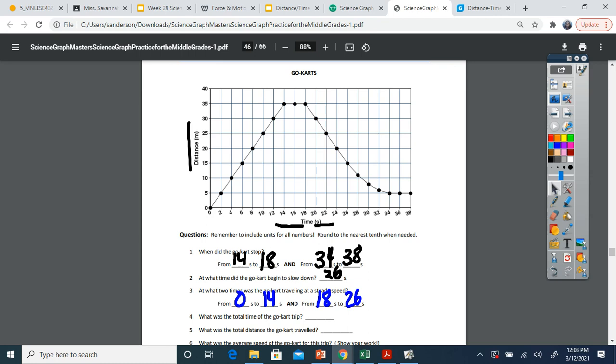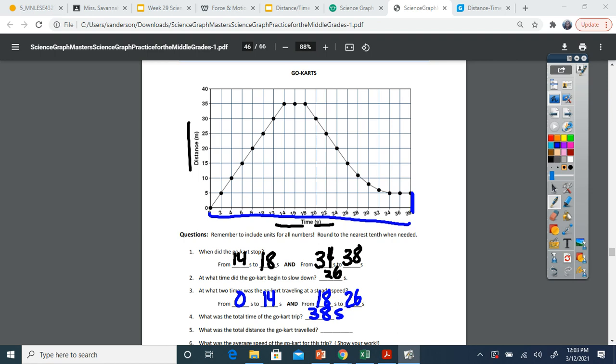All right. Number 4 says, what was the total time of the go-kart trip? So what was the total time? So our total time we have 0 seconds, and it stops at 38 seconds. So our total time is 0 to 38 seconds, which is 38 seconds. Number 5 says, what was the total distance the go-kart traveled?